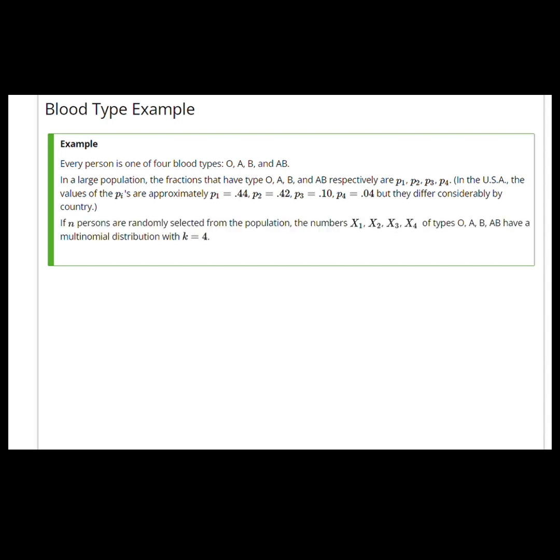Suppose we select n persons at random from a population, and we count the numbers of types O, A, B, and AB, call them x1, x2, x3, x4. That joint distribution, we'll say, has the multinomial distribution with k equals 4. That's how many categories there are. What's the probability that in a sample of 10 people drawn from the US, no one has the blood type AB?